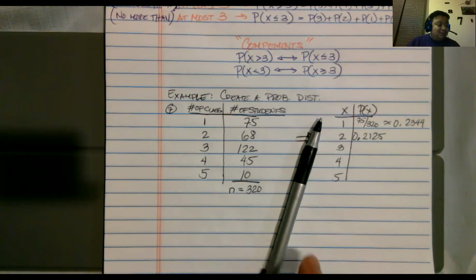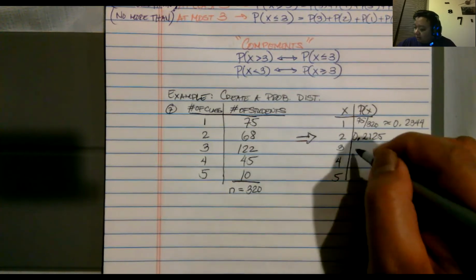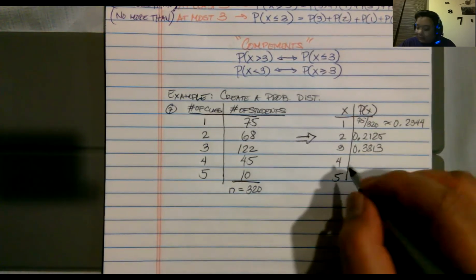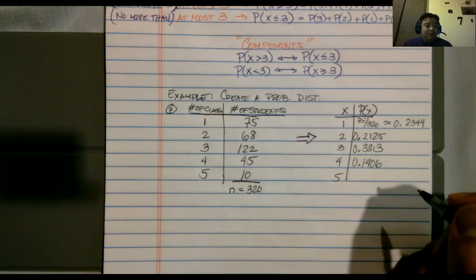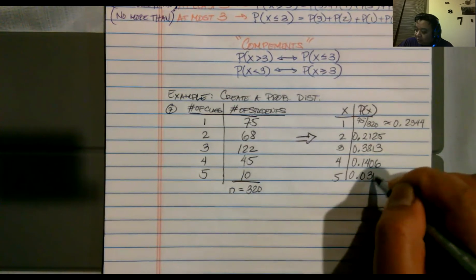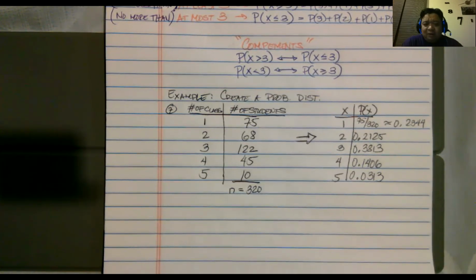And so for the next one, I'm getting 0.3813. So some of you had the answers already. So it's 0.1406. Again, normal rounding rules, right? And then the last one is 0.0313. Hopefully those add up to 1. It might be a little off depending on the rounding.